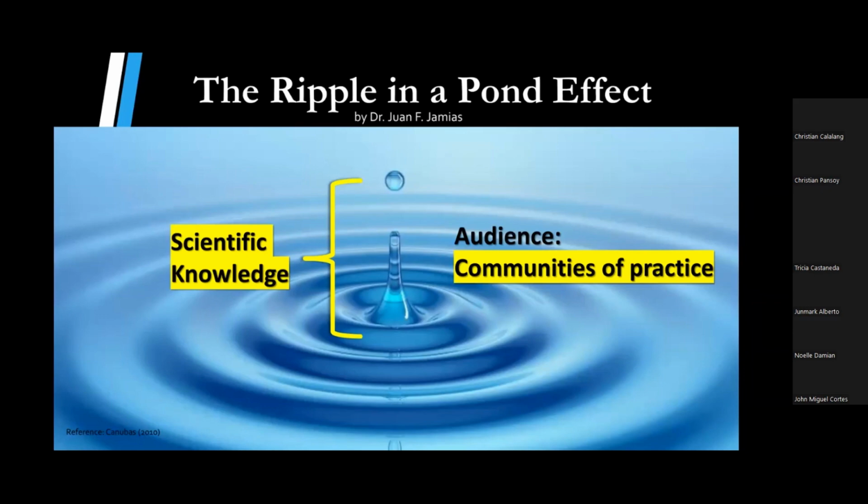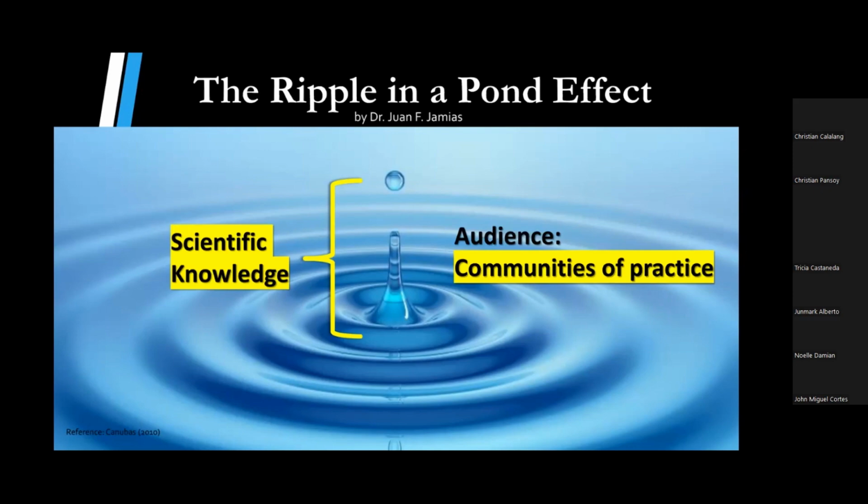Ibig sabihin, yung communities of practice, they are groups of people who possibly have a similar educational background with what you have as a forester, for example, or as a researcher. They have similar work experience and they have common interest in that specific area of knowledge na iyong i-share. Okay? So, yun yung ibig sabihin ng communities of practice.